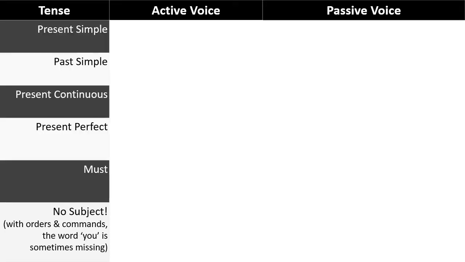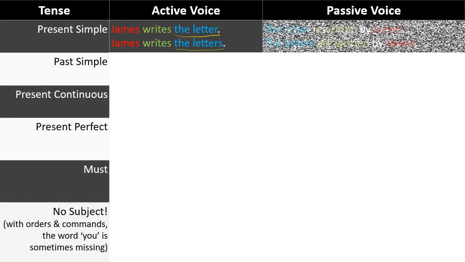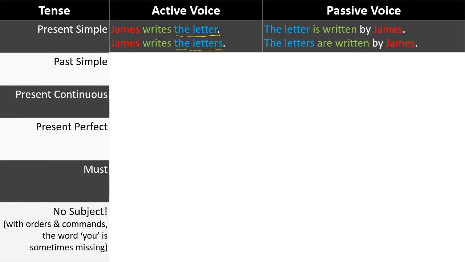This would be really good for you to take notes of or keep a copy of this because you'll be using this all year. So if we have present simple, James writes the letter. Notice the letter is only one. And the second sentence, James writes the letters. This one is plural. It ends in an S. This is present simple tense. When we make it passive voice, we add the verb to be. Is present tense. Is written by James. But the second one, when the letters are plural, are written by James.